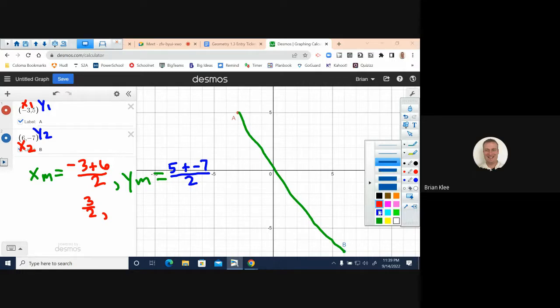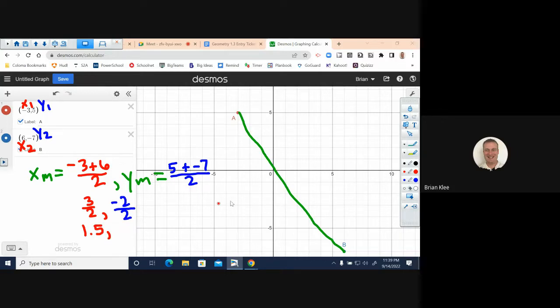You need a calculator at any point, you're welcome to use that in this class. There's no shame in that, especially dealing with negatives. Simplifying that, for those of us who don't understand fractions super well, you do 3 divided by 2 in a calculator, you get 1.5. Negative 2 divided by 2, mental math or calculator, you get negative 1.